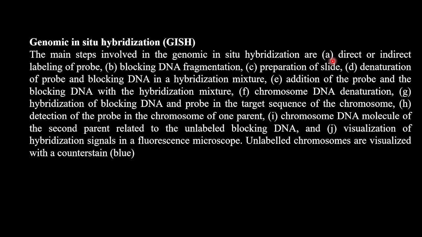If you talk about the steps, you label the probe, prepare the blocking DNA fragmentation, prepare the slide for your target chromosome, denature the probe and the blocking DNA, and add the probe and the blocking DNA in the hybridization mixture. Then you denature the chromosomal DNA, and they will hybridize to the target chromosome. Detection of the labeled probe in the chromosome of one parent, with the chromosomal DNA of the second parent blocked by the unlabeled blocking DNA, and visualization of the hybridization signal in the fluorescence microscope.